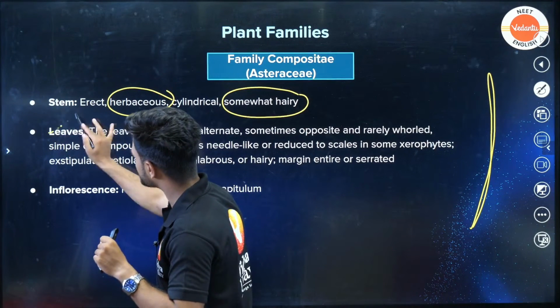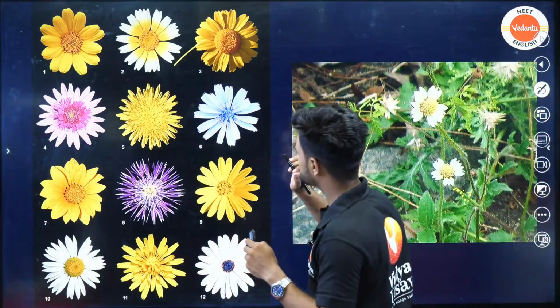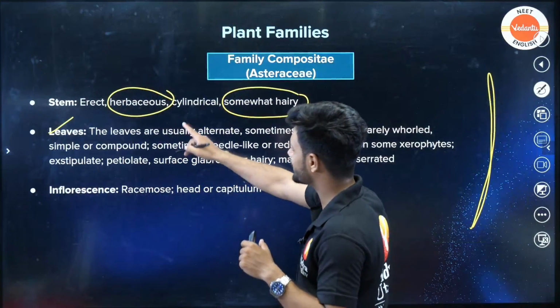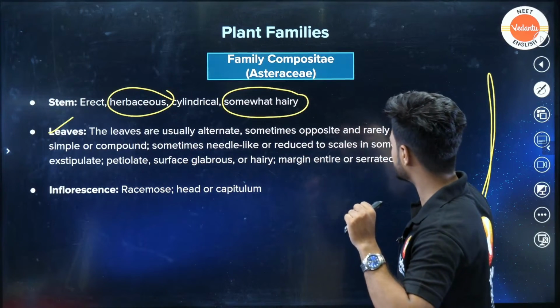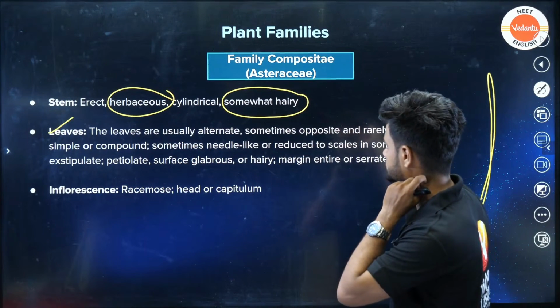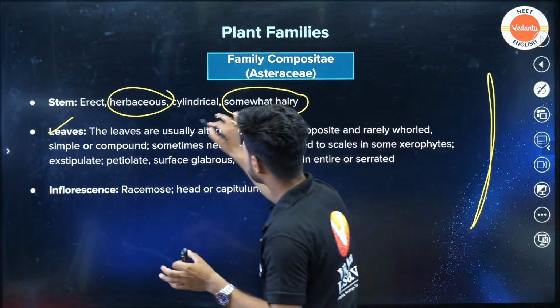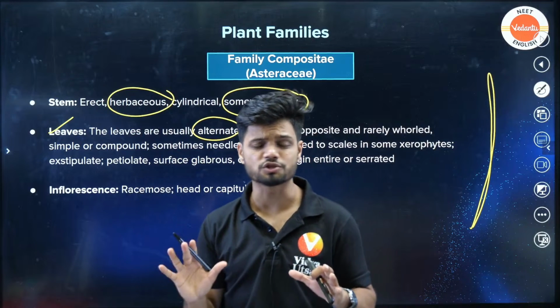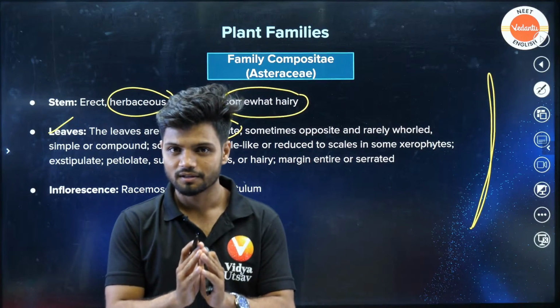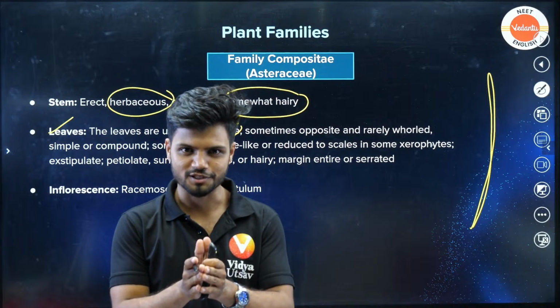Leaves are general again. Nothing where they can ask you a question directly. If they ask you a question from here, they can probably take alternate, that's all. Leaves alternate, simple or compound, very general. They cannot ask you a question from here, but can they ask you a question from an inflorescence point of view?